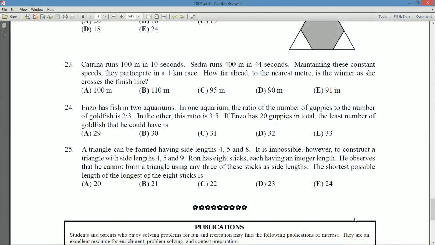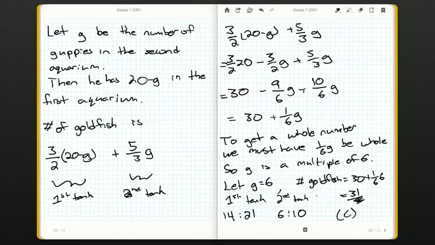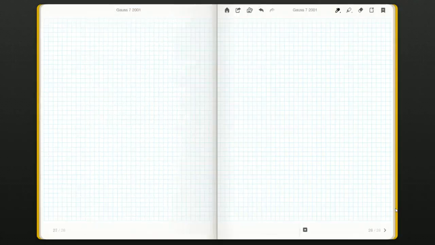And we've got one more question to go. That's question 25. So why don't we flip to the next page, and we're going to get that started in the very next video. So join me as we finish off the 2001 Grade 7 Gauss in the very next video.